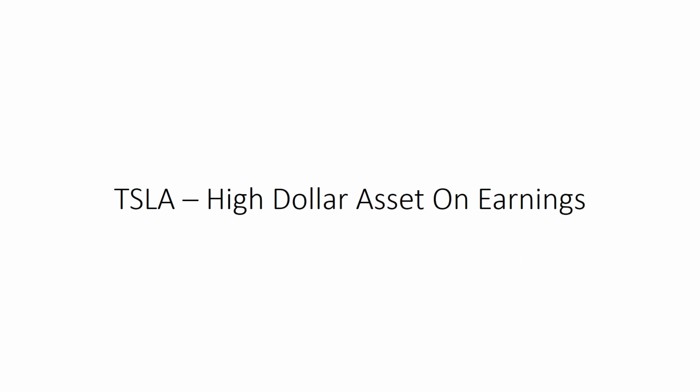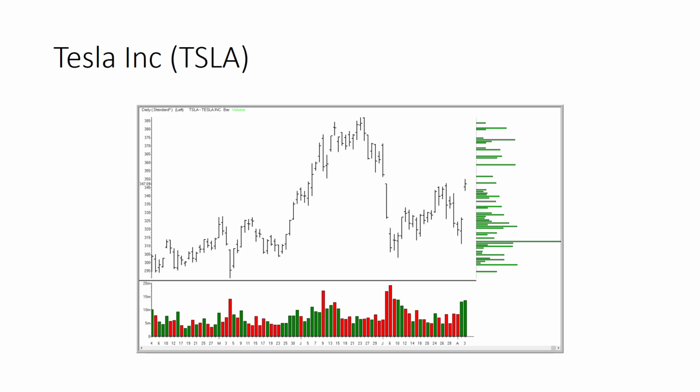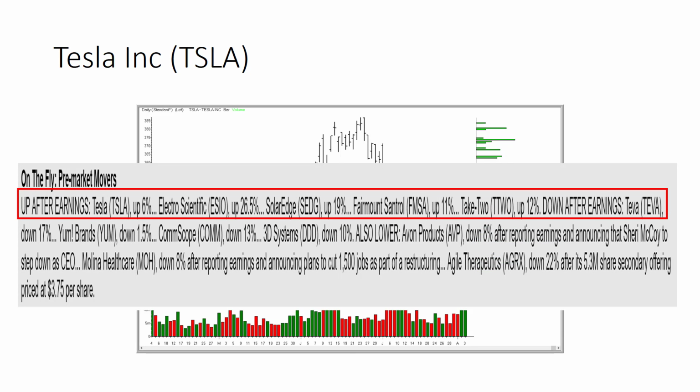Now, what about a big money stock? How are you going to handle a gap in something like Tesla? Tesla is trading at $350 a share this particular morning. We've got this gap to the upside. And the first thing that I heard from some of the guys in the first hour trading pit was, I don't think I want to trade a $350 stock as an opening gap. Now, my response is, take a look at what caused the gap. It's up after earnings. So realistically, this is just like any other gap that we deal with.